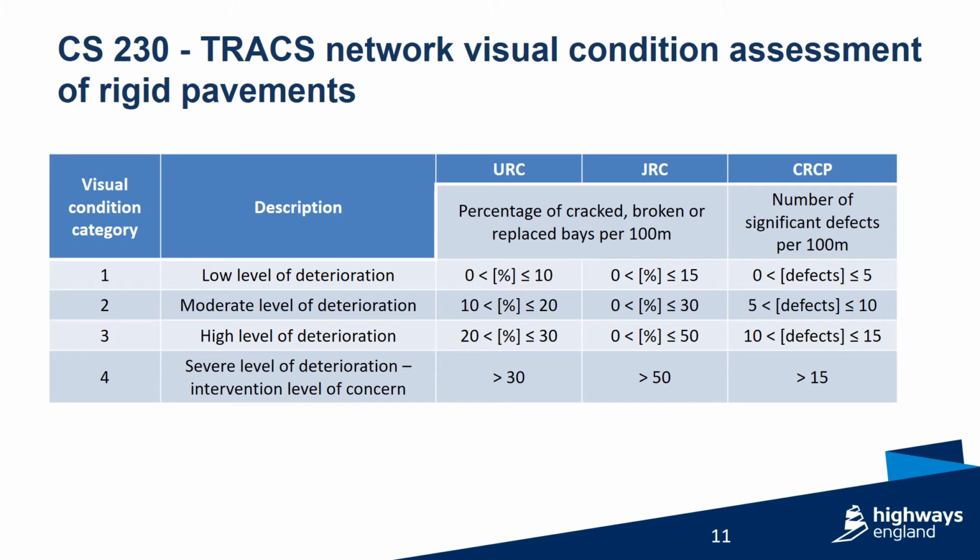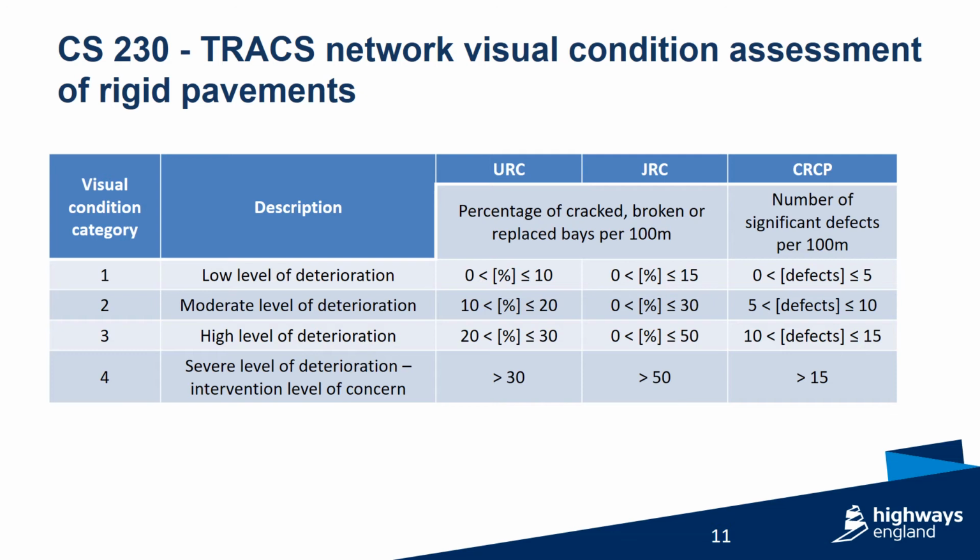There are 3 different types of rigid pavements in the standard: unreinforced jointed concrete, jointed reinforced concrete, and continuously reinforced concrete pavements. Each has its own range of defects, and these are grouped into 4 categories: low, moderate, high, and severe level of deterioration.